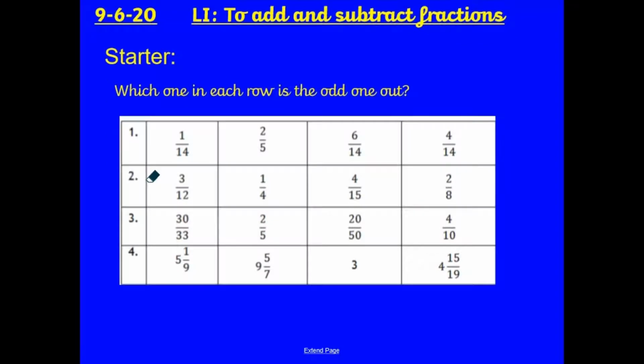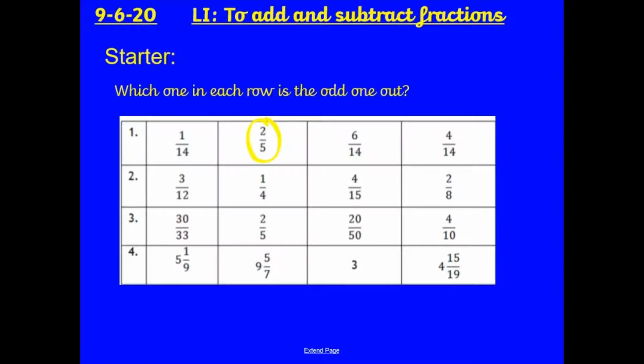Now, to start us off, a little warm-up. Have a little think: what is the odd one out in each one of these rows, and why would it be the odd one out? Let's have a look at the first row. I've got 1/14, 2/5, 6/14, and 4/14. Which one is the odd one out? Well, it's this one here, because it has a different denominator.